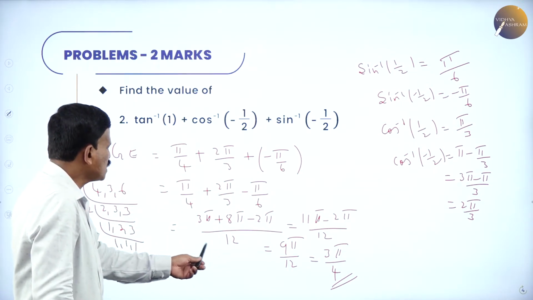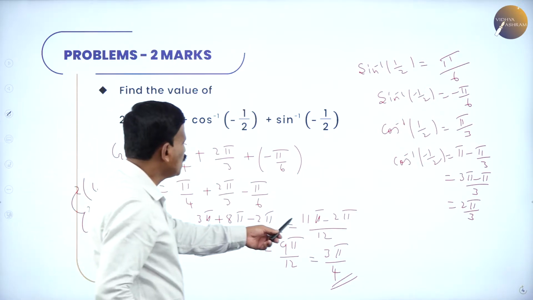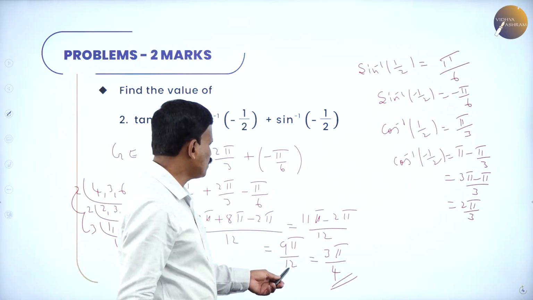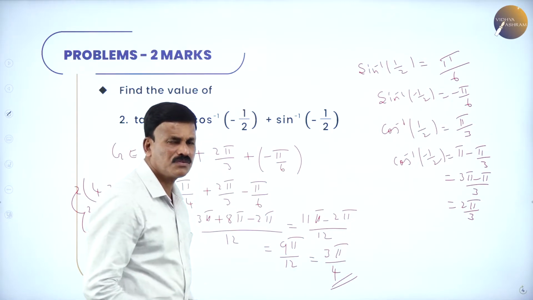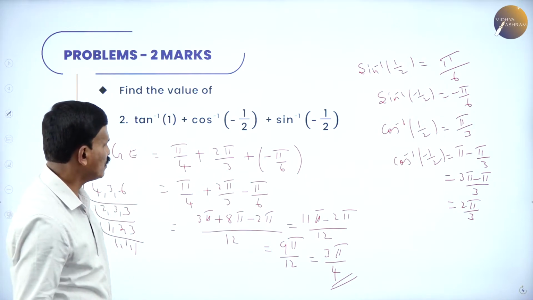Pi by 4 plus 2 pi by 3 minus pi by 6. Take the LCM, 12 is the LCM. So what you will get? 3 pi plus 8 pi minus 2 pi. 11 pi minus 2 pi is 9 pi by 12. That is nothing but, dividing by 3, 3 pi by 4. 3 pi by 4 is the simplified answer.